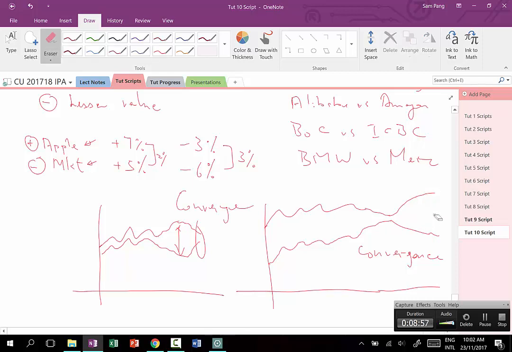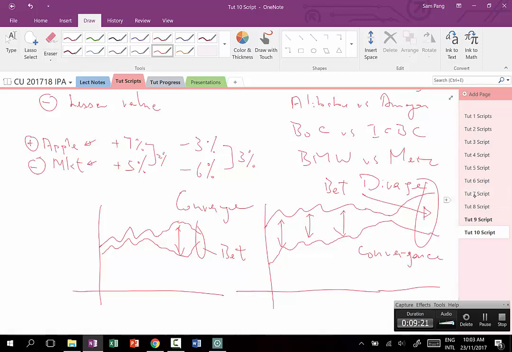Whereas here, in this part, they were wider apart, and suddenly they converge. So you are betting that they might diverge. My apologies. So this is your bet. Okay, your bet is here. You are betting that this will happen.